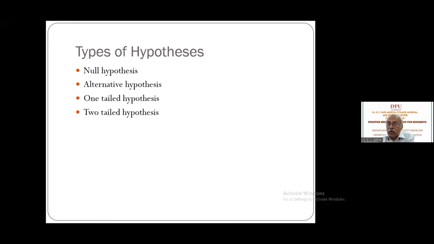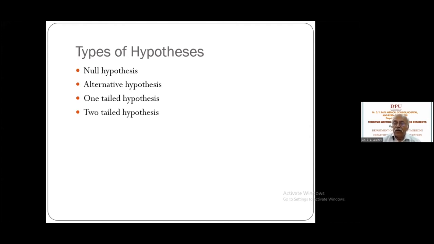So either vitamin D may be beneficial or it may be harmful. This is called a two-tail hypothesis. One tail means I am sure of one direction. Usually we take two-tail because we cannot know in advance. We cannot presume in advance whether an intervention will be beneficial or harmful. Many interventions are harmful also.